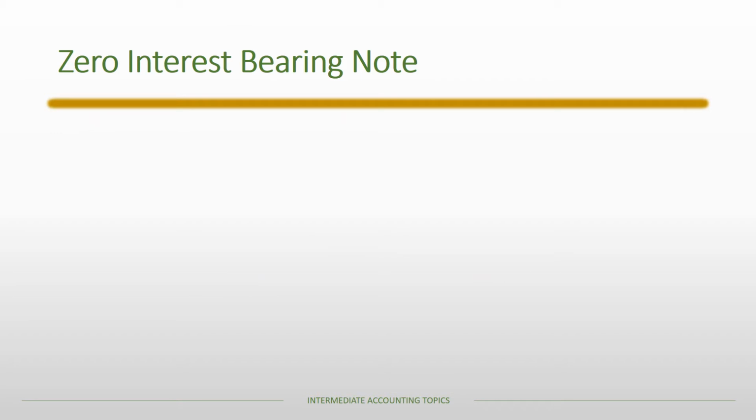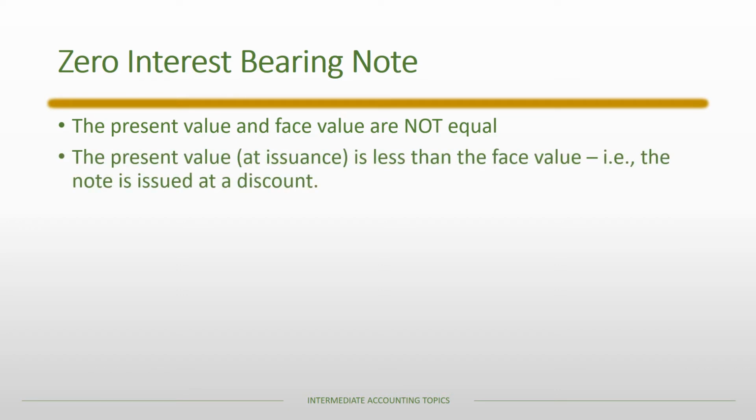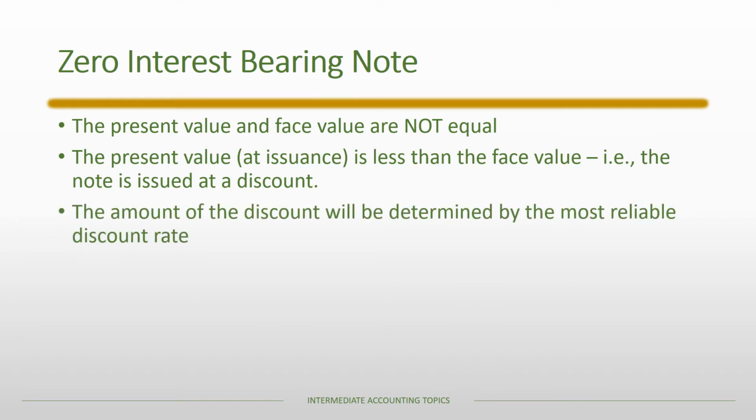Let's talk about a slightly more complicated situation, although it's not too bad. Let's talk about a zero interest bearing note. This is a situation where the present value and the face value are not equal. And it's because the present value at issuance is going to be less than the face value. In other words, the note is going to be issued at a discount. And the amount of the discount is going to be determined by the most reliable discount rate.